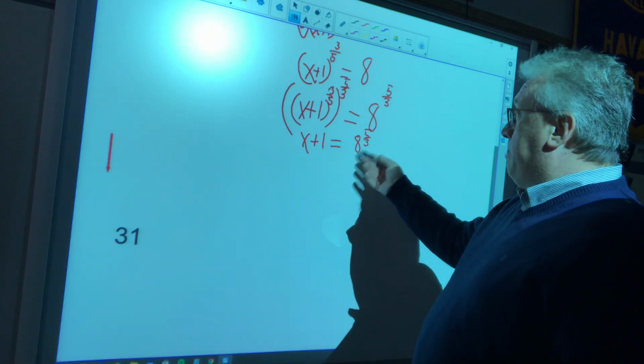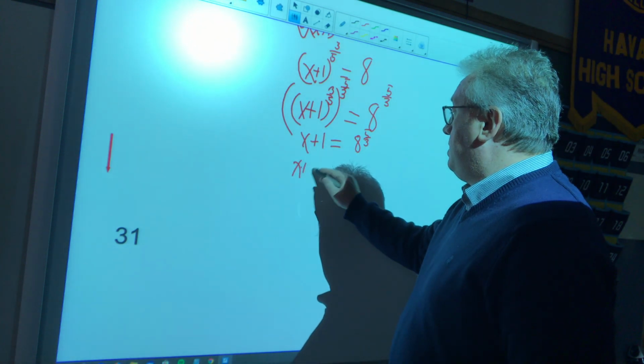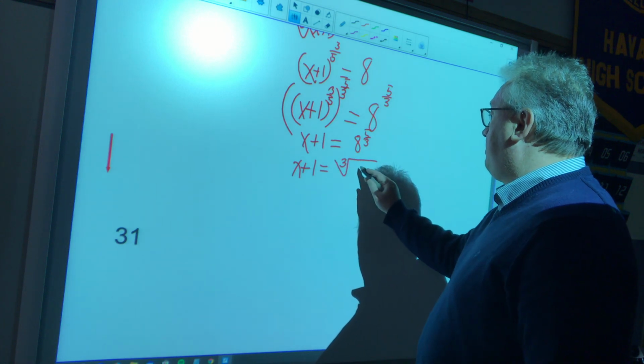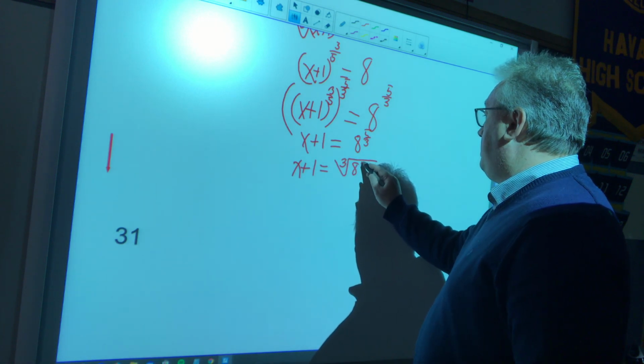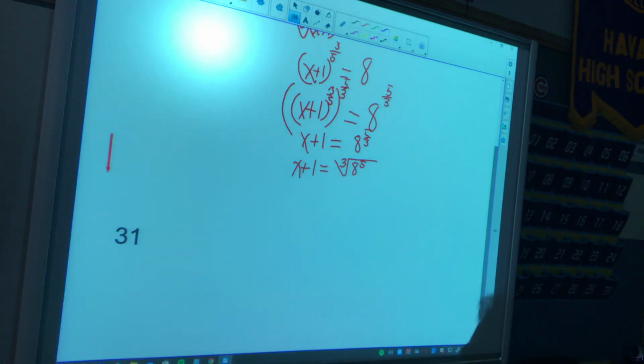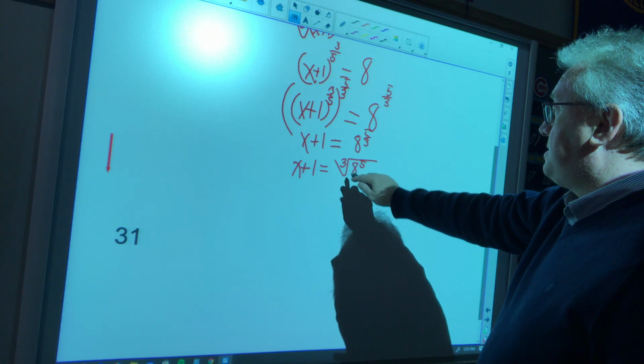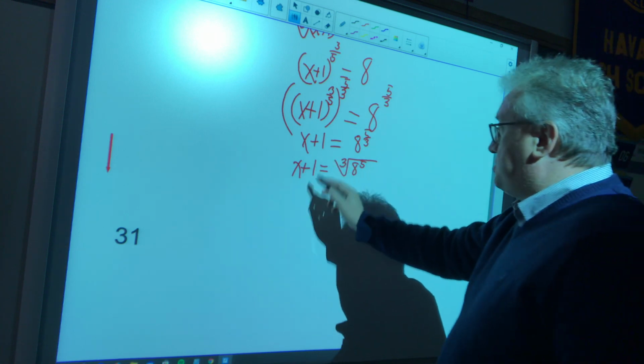Okay, let's convert this back to radical form and see what it looks like. Cube root of 8 to the 5th. So we can look at this a couple different ways. The cube root of 8 is 2.